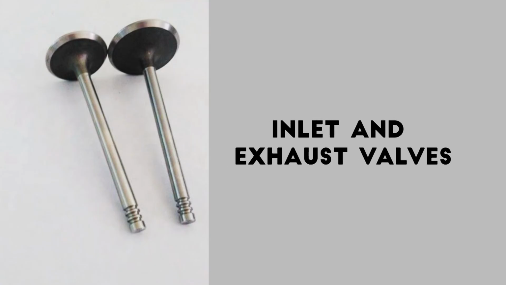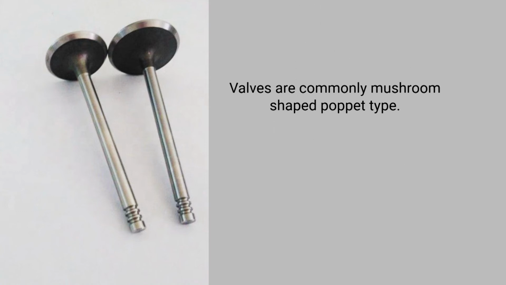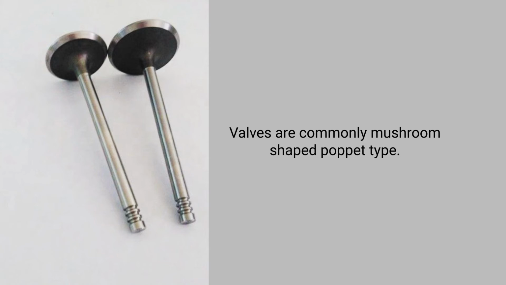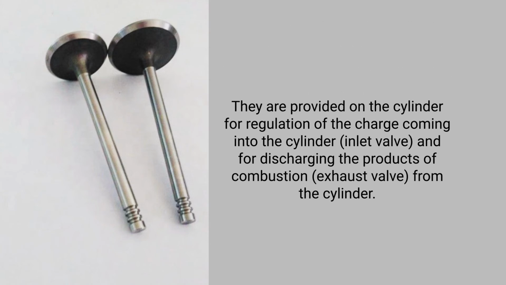Then inlet and exhaust valve. There are two types of valve, one is inlet and one is exhaust. Valves are commonly mushroom shaped, as you know the shape of a mushroom. So basically inlet and exhaust valves are both mushroom shaped. They provide regulation of the charge coming into the cylinder, the inlet valve, and discharging the products of combustion from the cylinder, the exhaust valve.